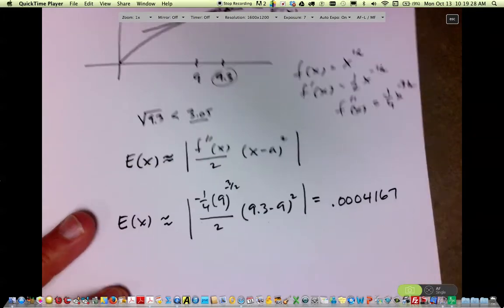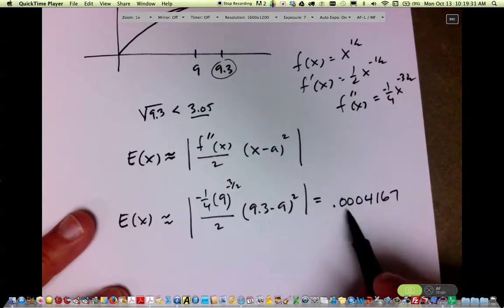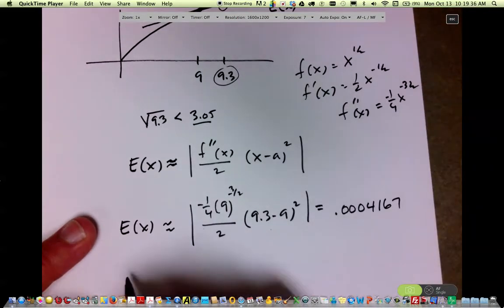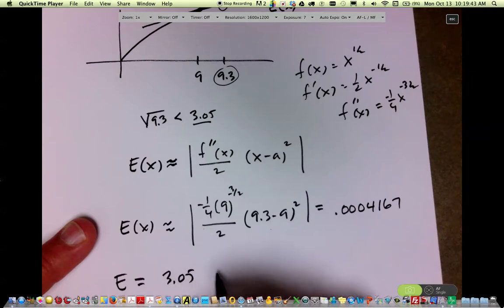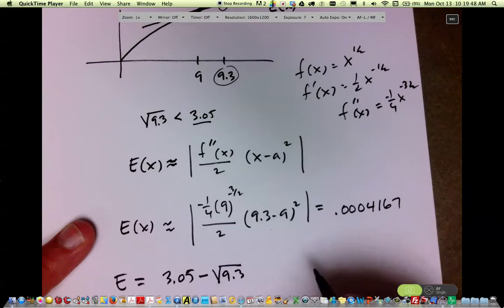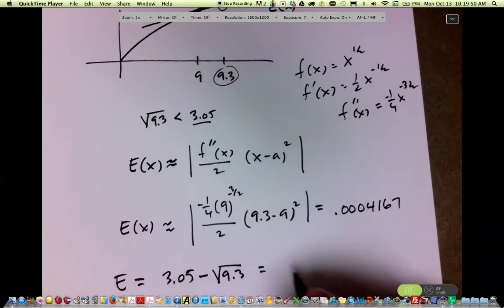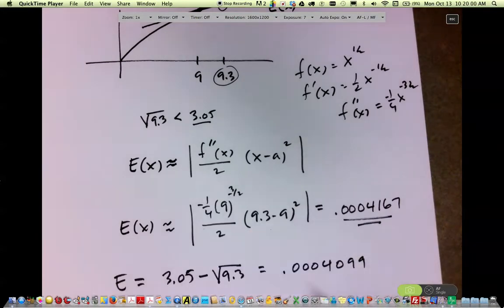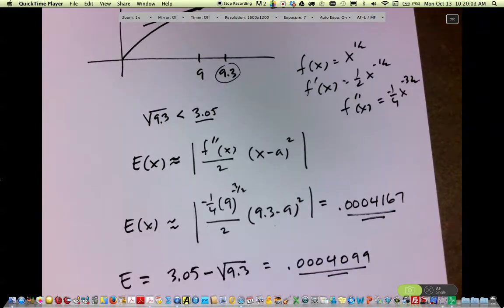When you simplify all this, you're going to find that this error is 0.004167. That's a pretty small number; those two numbers were really pretty close together. If I want to know the exact error, it's going to be 3.05, our approximation, minus the actual value of the square root of 9.3. I plugged this into my calculator and ended up getting 0.4099. So the error we get from this formula is almost the same thing as the actual error.